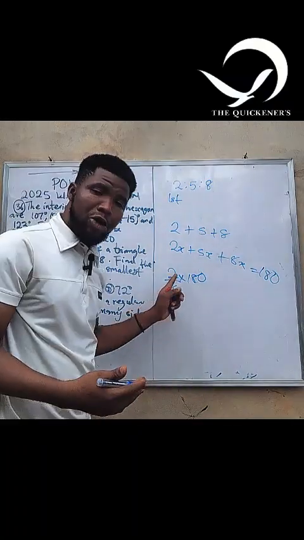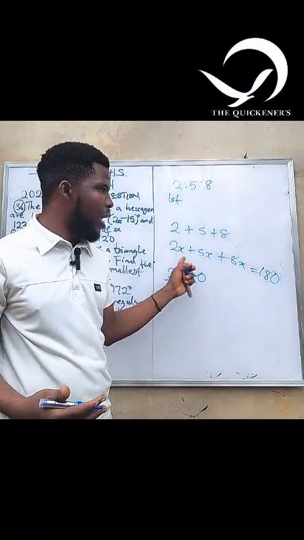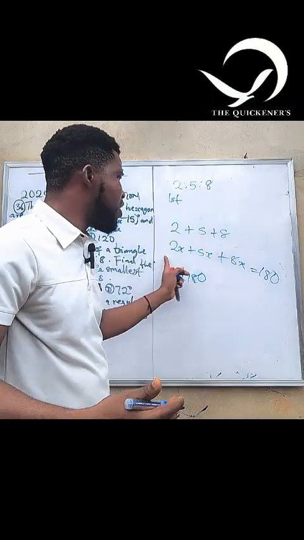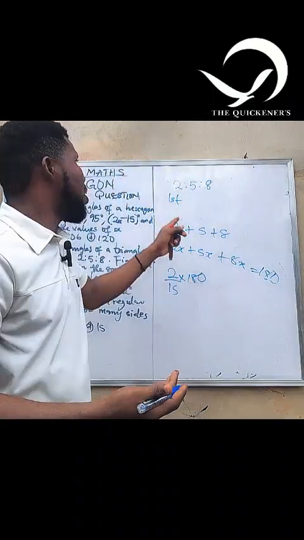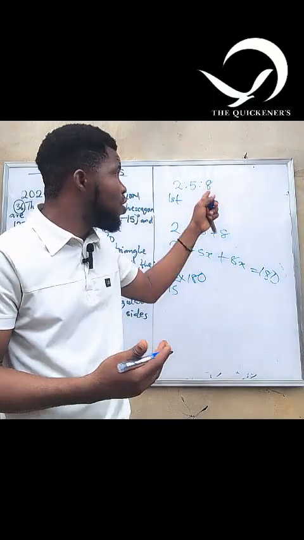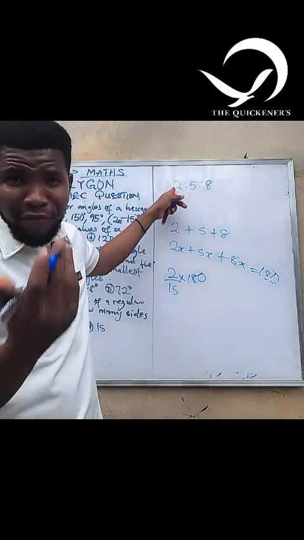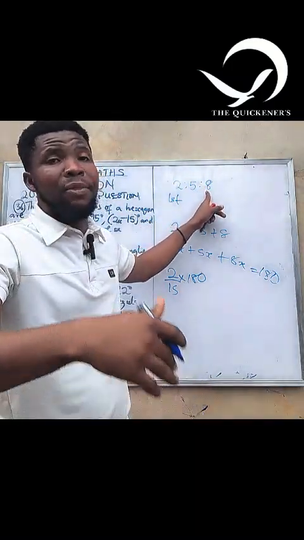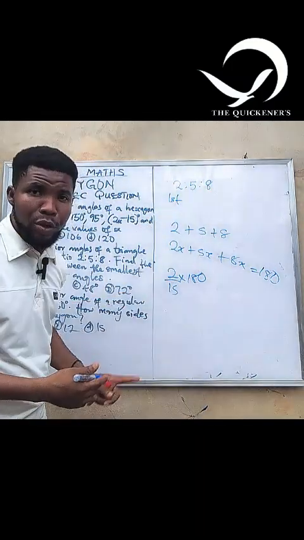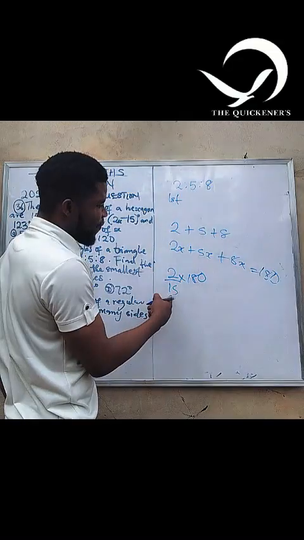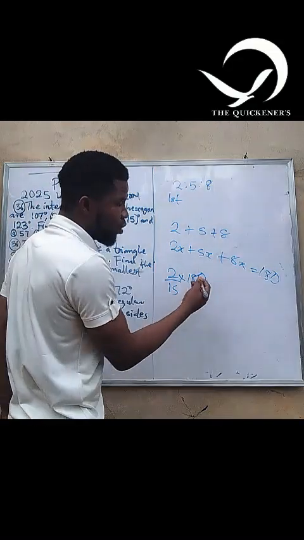So I think this one is shorter, but you can also do it like this. Once you solve like this, you get the value for s, and you can now use that value for s to get the original angles. That is 2 times the value for s and 8 times the value for s. Alright, but let's go this way. This one is shorter. So 2 over 15 times 180 will give me the smallest angle, right?